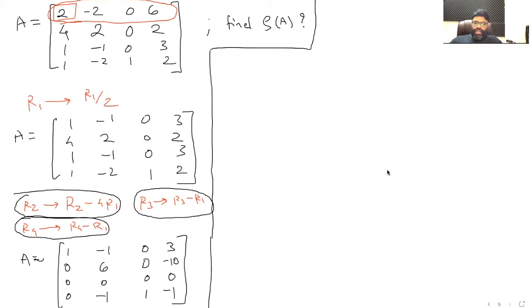Now, as per the rule, we have already achieved this as 1. We have achieved this as 1. We have achieved all these as 0, which is a good thing. Now we want to make this 1, right? The next diagonal value should become 1. Now, how do you do that? There are many things you can do. You can divide by 6 straight away. You can do R2 becoming R2 divided by 6. You could do that.